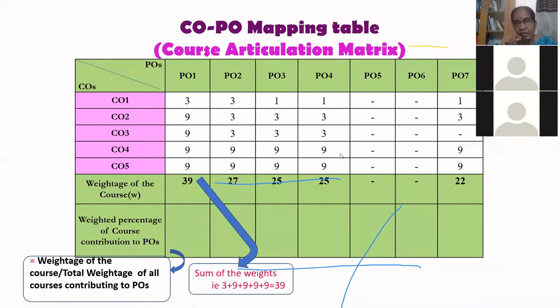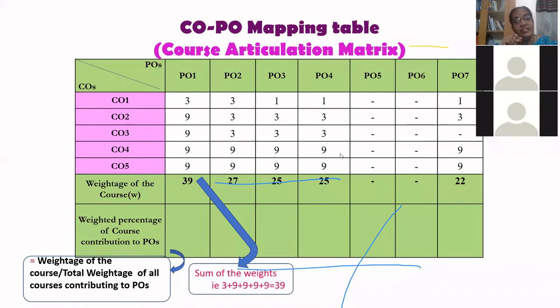This CO-PO mapping table, this course articulation matrix, should be present in your syllabus after writing the course outcomes. So in the first portion of your syllabus, after the title, you will write the course outcomes. Then under the course outcomes, you'll have the CO-PO mapping table, the course articulation matrix.